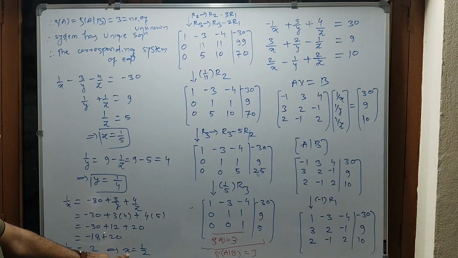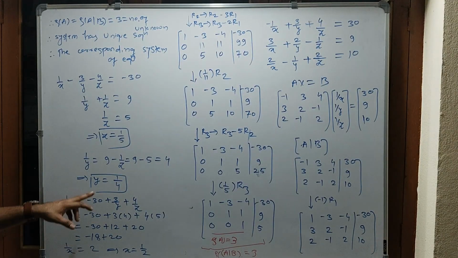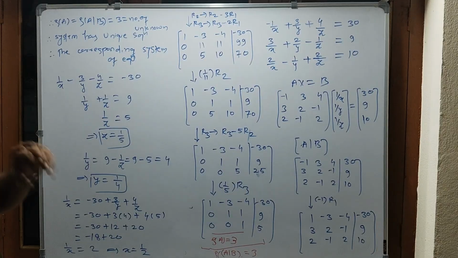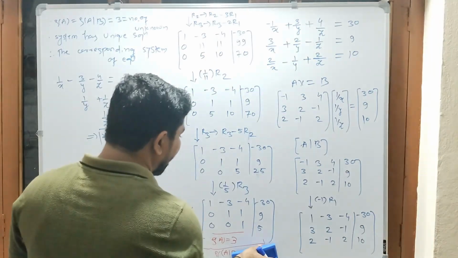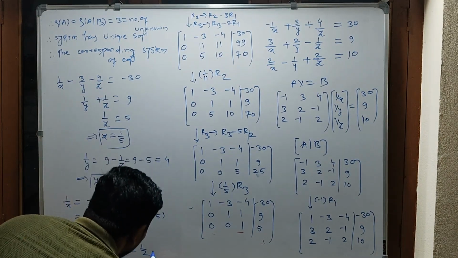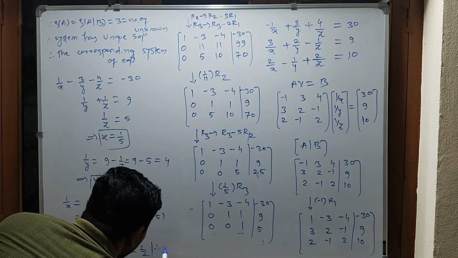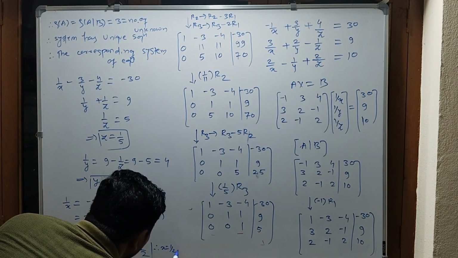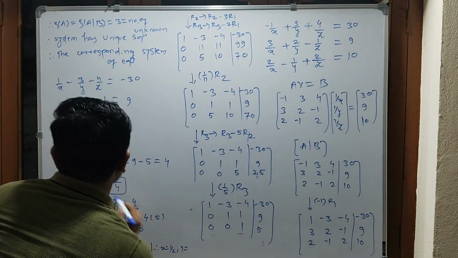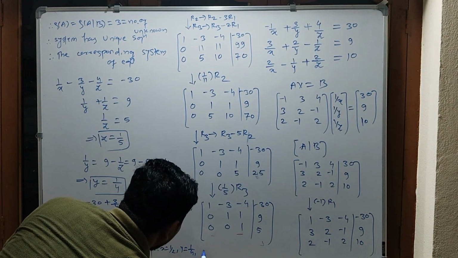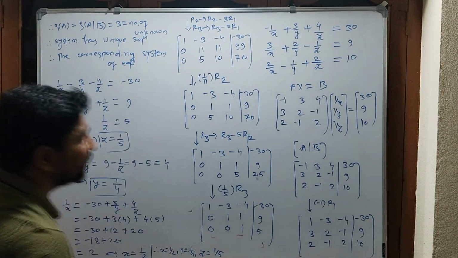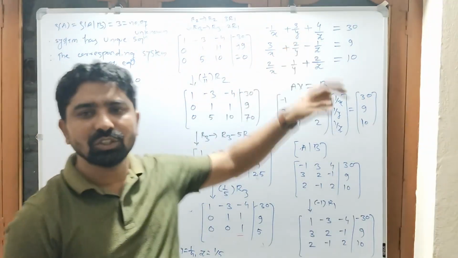So x equal to 1 by 2, y equal to 1 by 4 and z equal to 1 by 5 is the solution of my given system. Therefore x is equal to 1 by 2, y is equal to 1 by 4 and z equal to 1 by 5 is the solution of my given system of equations.